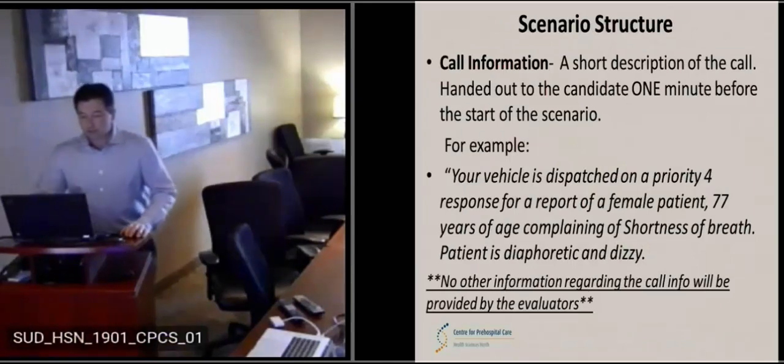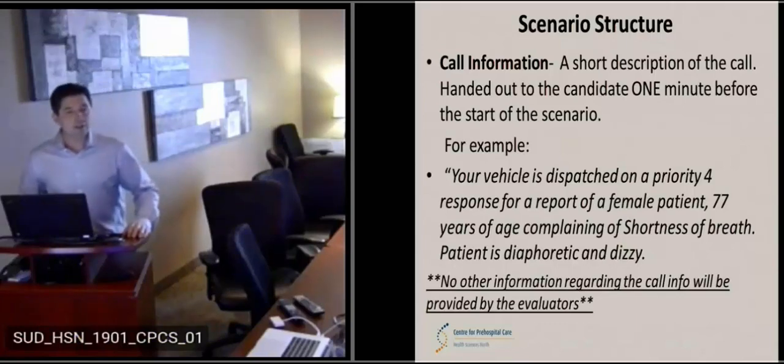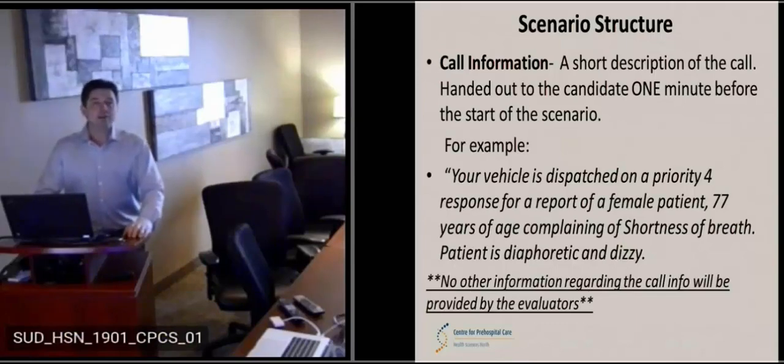The scenario structure: the call information, a short description of the call, will be handed out to you just before the start of the scenario. So there is a little bit of time for you to confer with your partner and come up with a plan. An example would be your vehicle is dispatched on a priority 4 response for a report of a female 77 years of age complaining of shortness of breath. The patient is diaphoretic and dizzy. Ideally, no other information regarding the call info will be provided to you by the evaluators. The evaluator might not actually be in the same room as you. The structure is created so that there should be very little interaction between the evaluator and the candidate.